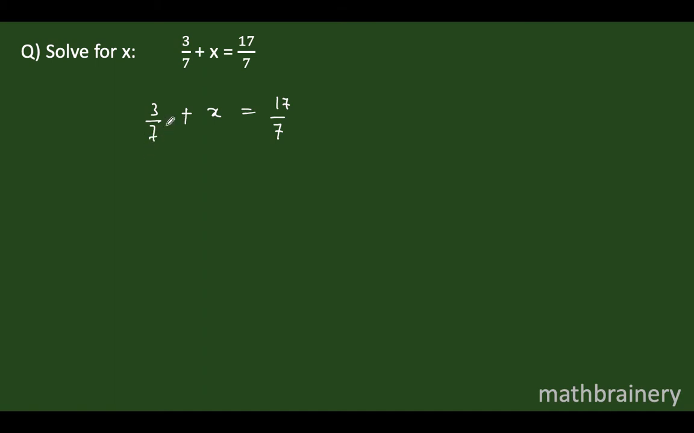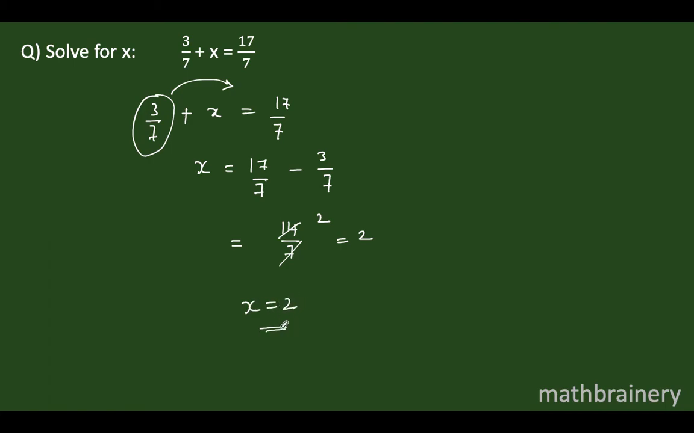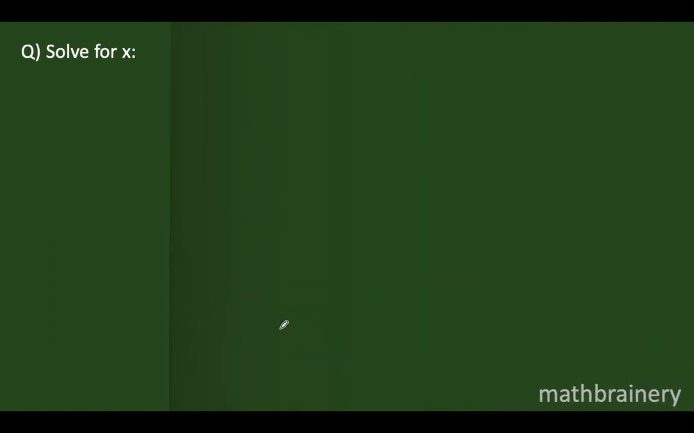You have 3 by 7 plus x is equal to 17 by 7. Now if I want to transpose this 3 by 7, I should be doing it to the right hand side. So that means your x value must be 17 by 7, and when it is transposed, its sign changes. So it must be minus 3 by 7. That means it must be 17 minus 3, which is 14 by 7. 7 times 2 is 14. So the value of x is 2. Let's look at the next question.